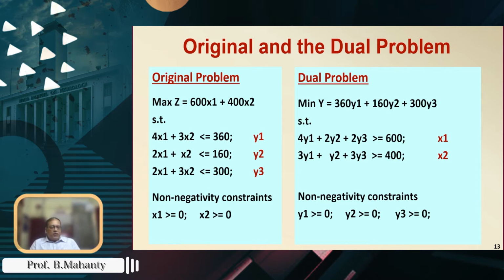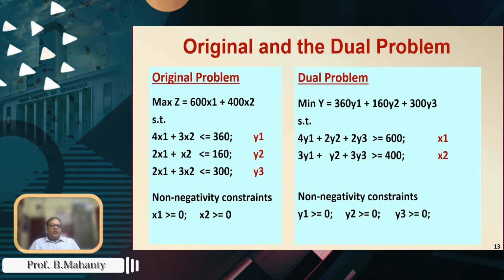So what is the minimization standard form? The objective function is minimization. All the constraints are greater than or equal to, and the non-negativity constraints are all greater than or equal to 0. So if you simply remember these two things, what are they? Number one, if the primal problem is in maximization standard form, then the dual problem will be in minimization standard form. This is one thing to remember.